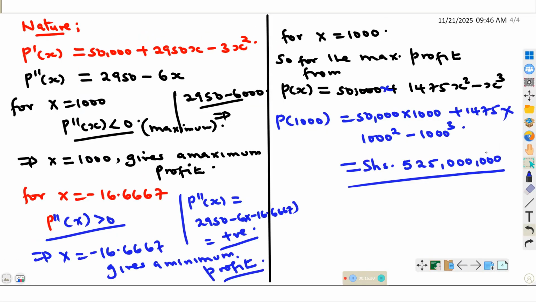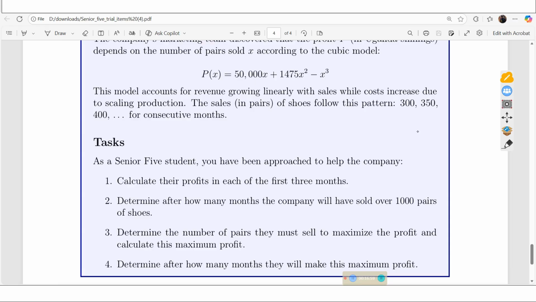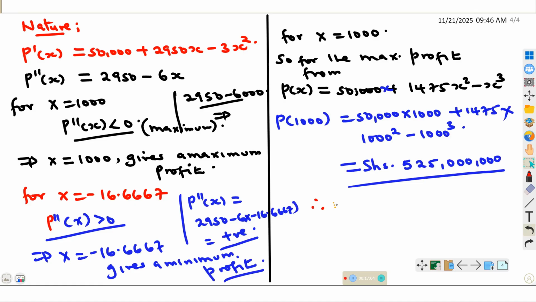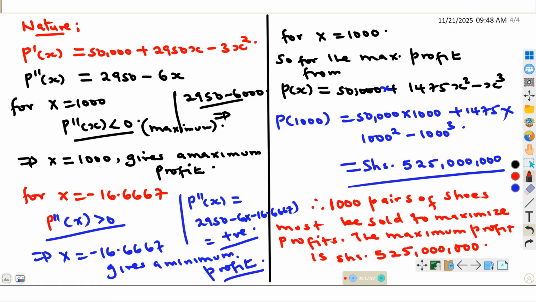So let us give the conclusion by saying, therefore, the number of pairs they must sell to maximize the profit should be 1,000. So basically, we conclude that 1,000 pairs of shoes must be sold to maximize profits, and the maximum profit is 525 million Ugandan shillings. So that is all about part 3.